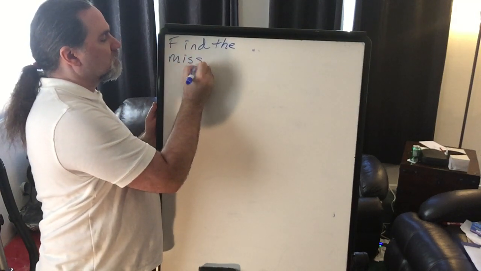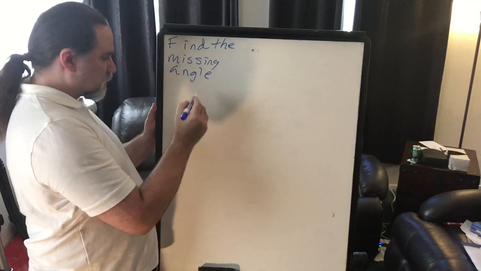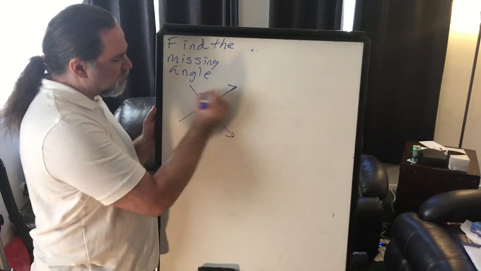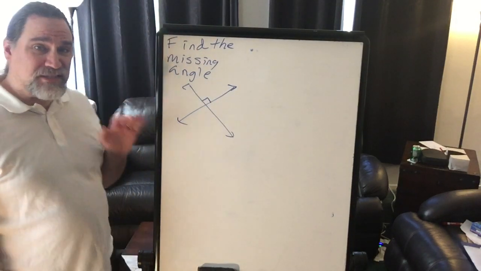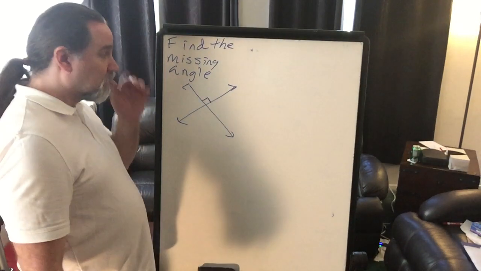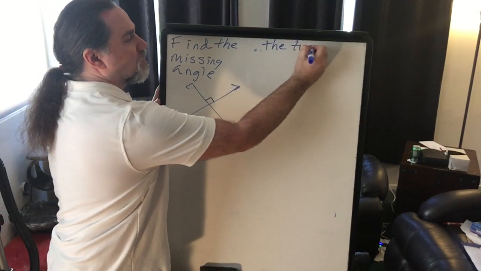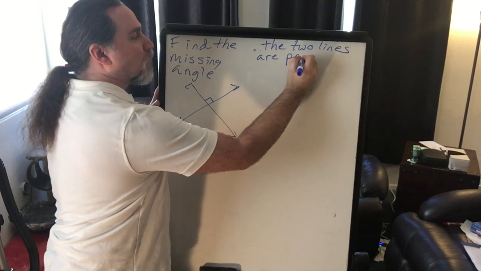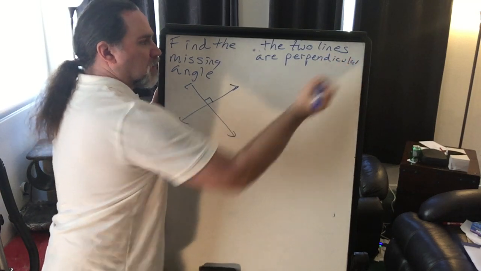the missing angle. So first, I'm going to set up two lines here, and I'm going to put that little box. That little box is going to tell us a lot. First of all, it tells us the two lines are, and here's the word, perpendicular. Now, what does that mean?